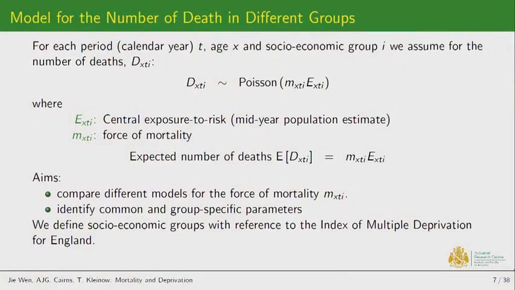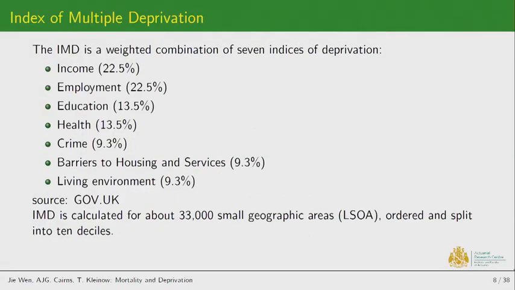Now a few more words about the IMD itself. This is just a reminder of what Andrew said earlier. It's an index which was formed to measure deprivation, not to measure mortality at all. It has nothing to do with mortality. Income and employment are the two areas of deprivation which are most important for this index. They each contribute 22.5%. And then there are other areas which contribute less, education and health in particular. And then, of course, there are the other three which you can read there.